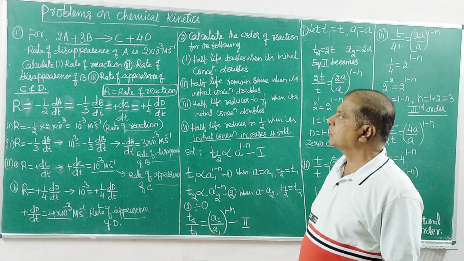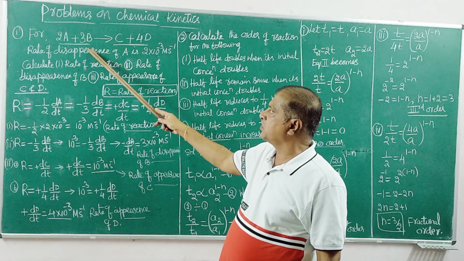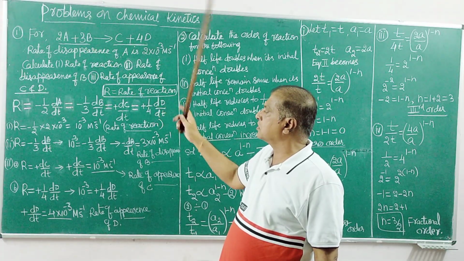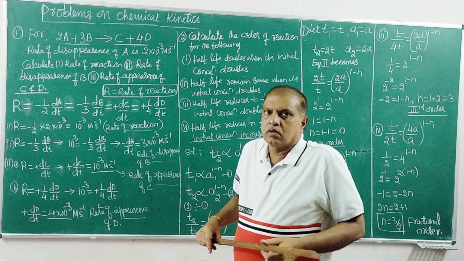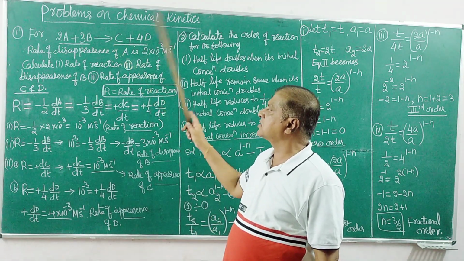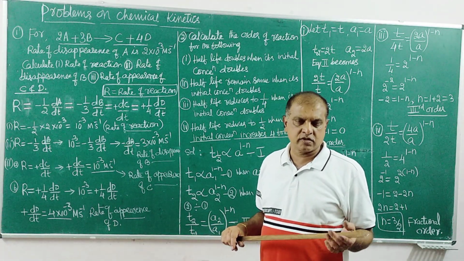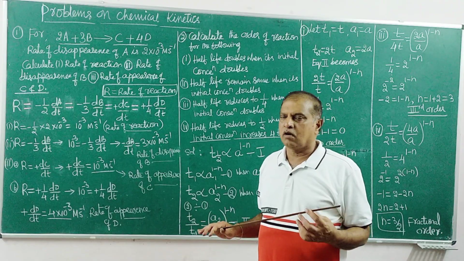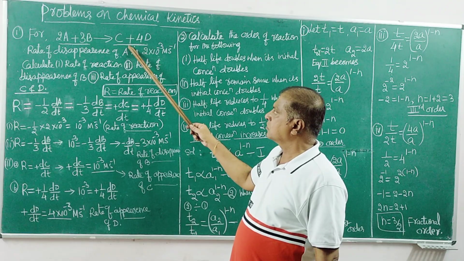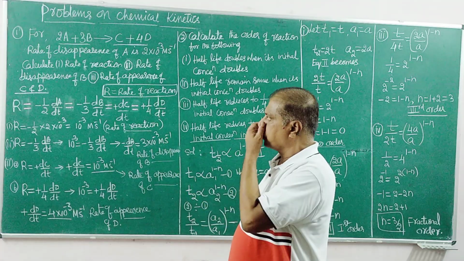mathematical technique. This is a chemical equation given over here, a general form of equation. The rate of the reaction can be expressed either in terms of rate of disappearance of the reactant or rate of appearance of a product. The reactants are A and B, products are C and D.